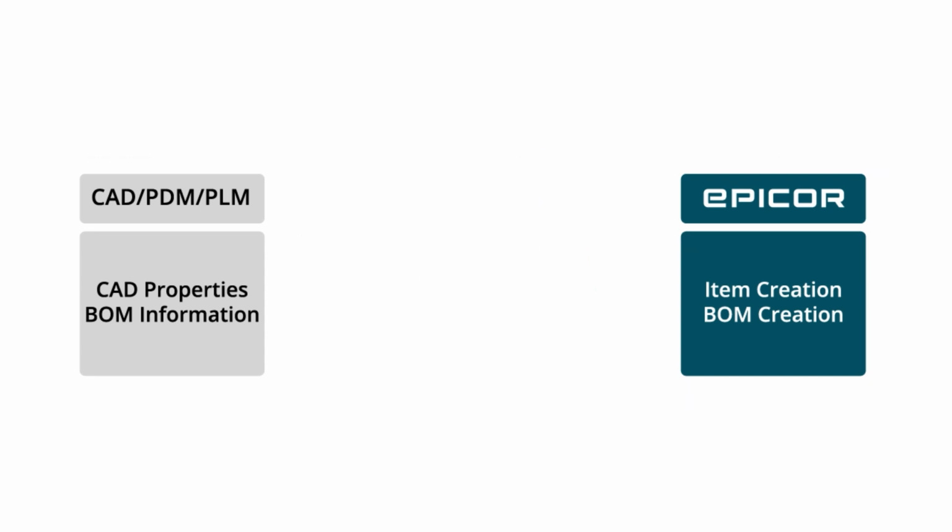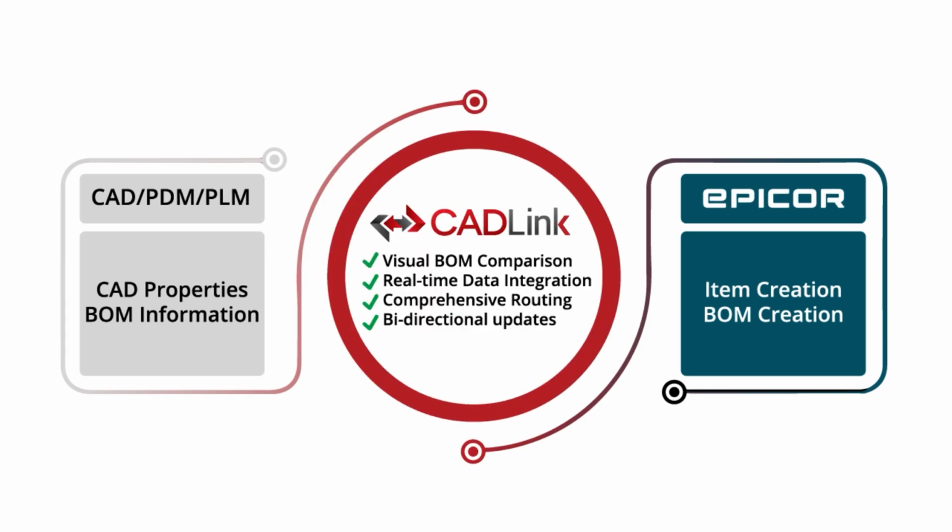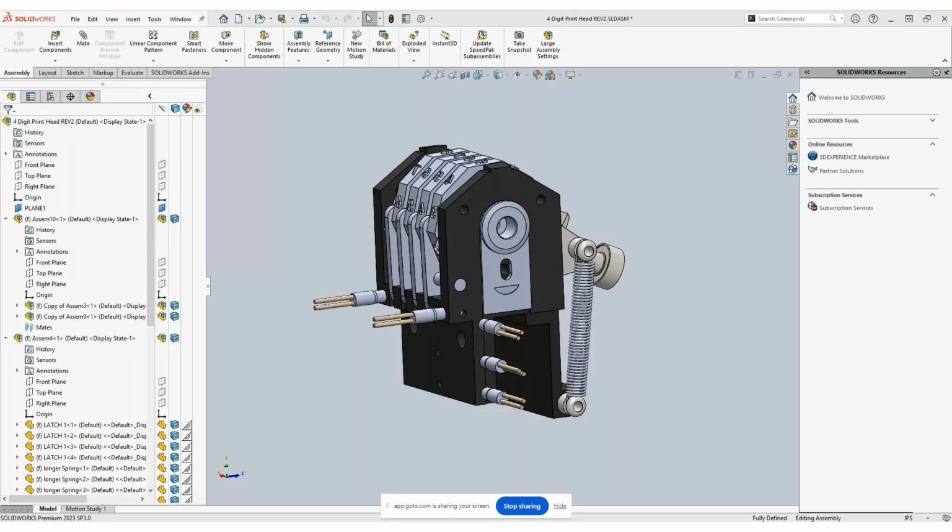When we start to introduce CADLink into this process, you can see that the process is much more efficient and simpler. You can not only sync the items and bills of materials with just a click of a button, but you can also automate that previously manual process, ensuring that you have improved accuracy and also reducing the amount of time spent in this process as well. So let's start the demo.